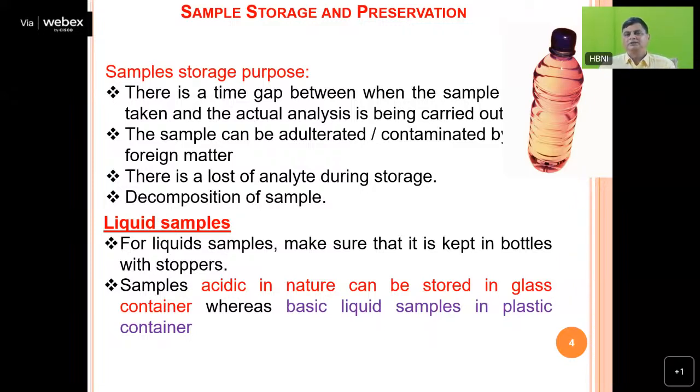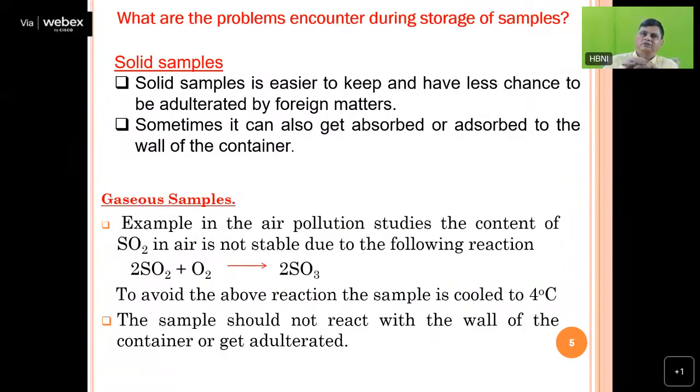If you got the information that your sample is acidic in nature, it should not be stored in plastic bottles. Why? Because the acid reacts with the plastics, and then a lot of things will happen and your sample gets contaminated. Whereas basic liquid samples have to be stored in plastic bottles. And as far as solid samples are concerned, see, solid samples are easier to keep and they have less chance of getting adulterated.